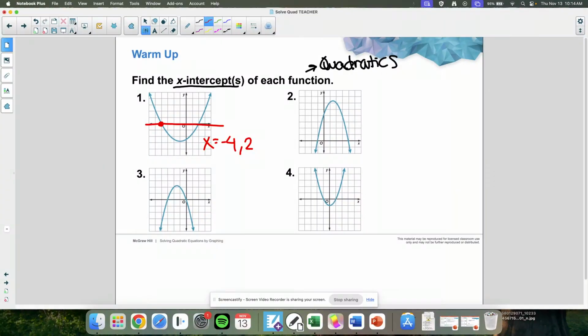On number 2, where does it hit the x-axis? What about number 3? Number 4? Yeah, so you can see their answers are up there, but we're just writing down where it hit the x-axis. So if you're trying to find the x-intercepts on a graph, it's literally just wherever it hits the x-axis. This concept is what we're going to be focusing on.